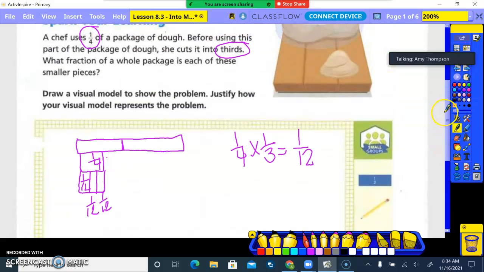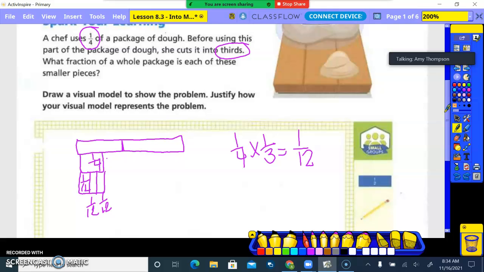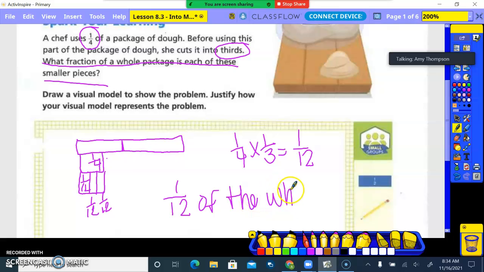So basically, what fraction of a whole package is each of these smaller pieces? So our answer would be what? 1/12 of the whole package.